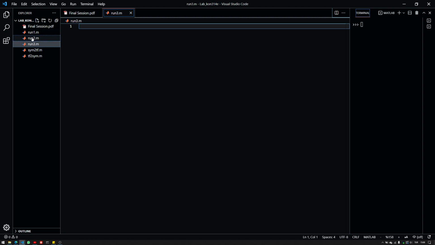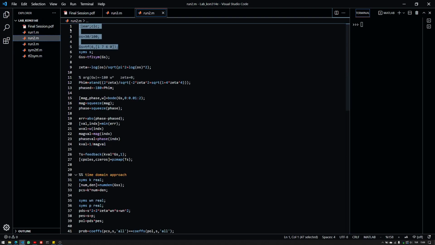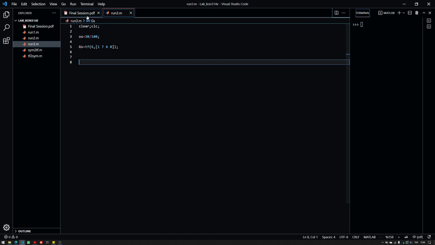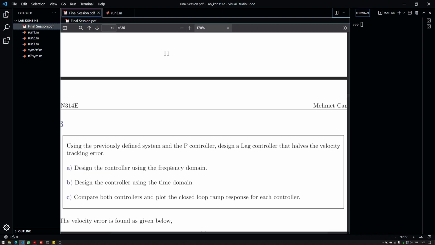So let's copy the system, and possibly also k-val will be necessary. So we'll come back to that later. There are two methods that we will use, one of them being the frequency domain. So how can we design a lag controller using the frequency domain? And how can we design a lag controller that does the same job in the time domain? So this is basically it. Now, for lag type controllers especially, the time domain approach will be probably faster and better to understand.